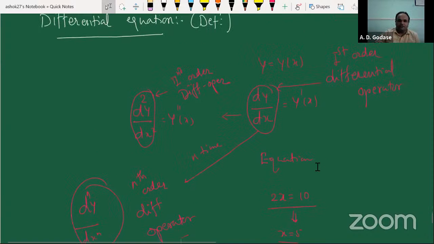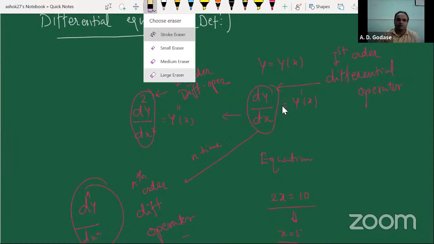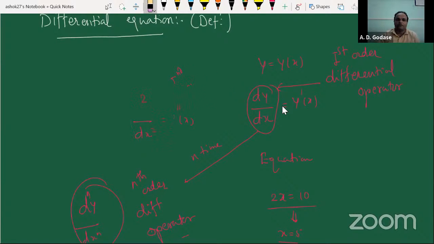An equation which contains this differential operator may be first order, second order, third order, fourth order, or nth order. A differential equation which contains just differential operators is called a differential equation. So I'll write the definition of differential equation.